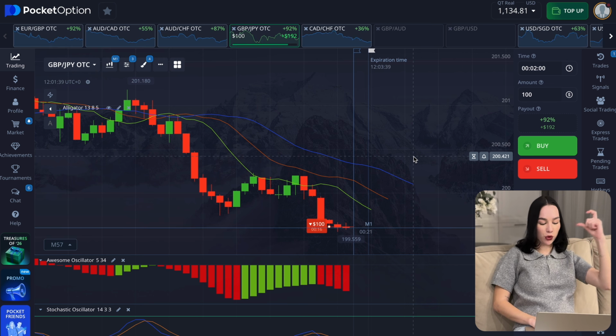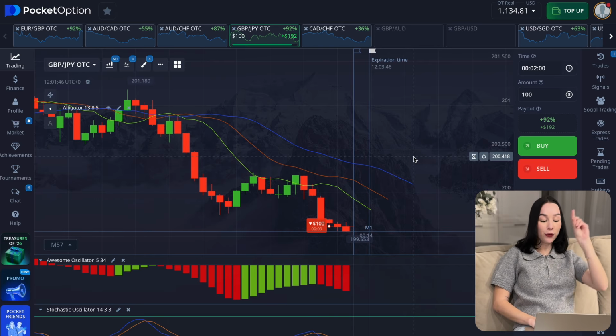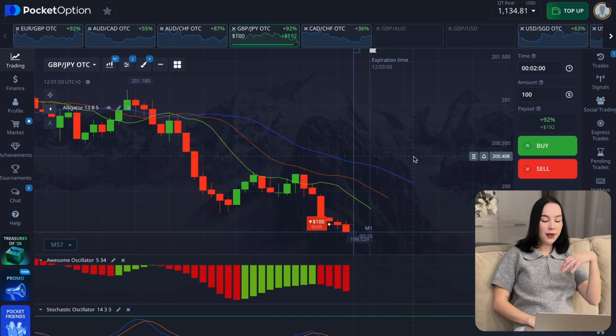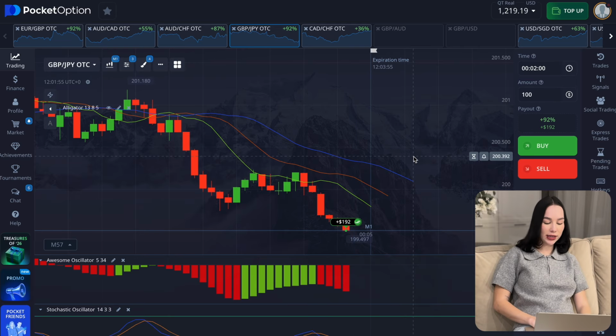As you can see, there's more and more of them. And also in the stochastic, we could see how our two lines were moving downward in the same direction before the Alligator gave us a signal. So that's why it's important to combine them and work with them together. So we almost close the trade. Yeah, here is the plus.